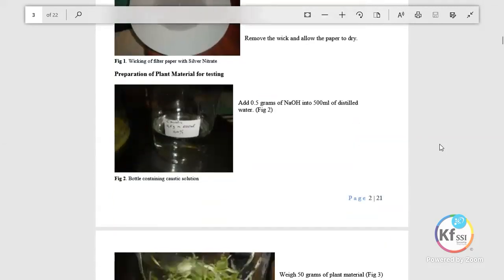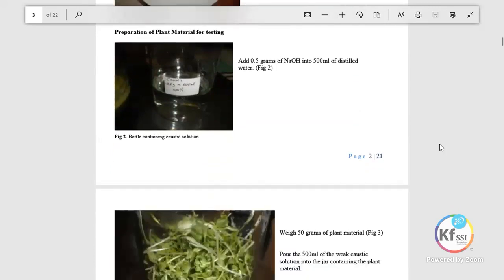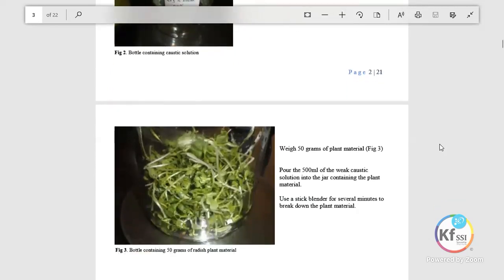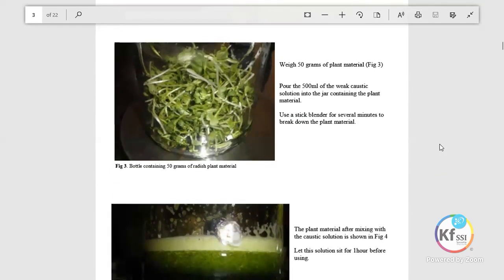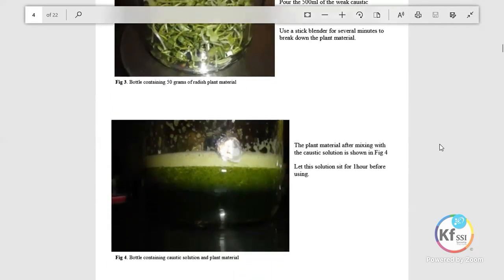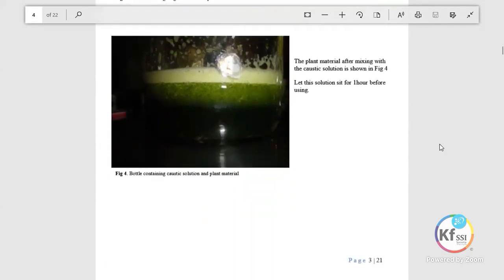Now we got to look at processing the plant material, and with that, we used 0.5 gram of caustic, NaOH, in 500 mils of distilled water. We mixed that with 50 grams of the plant material, and then we just used a stick blender to mix it all up. The picture shows the nice green mix after mixing. Then we let that solution with the caustic sit for 1 hour.